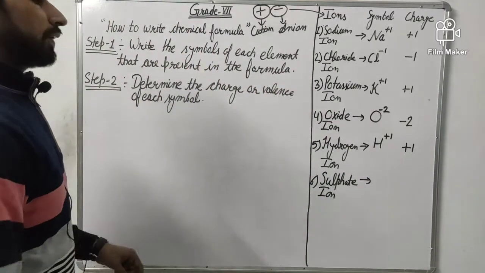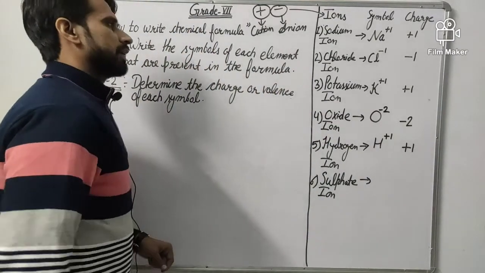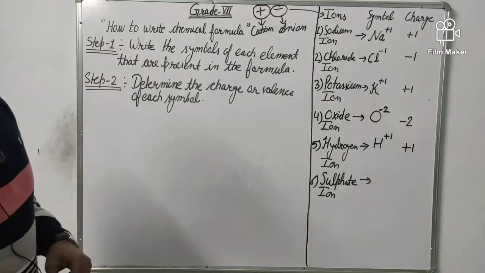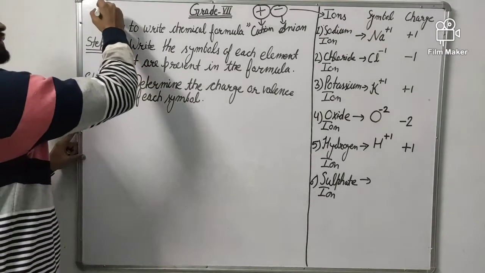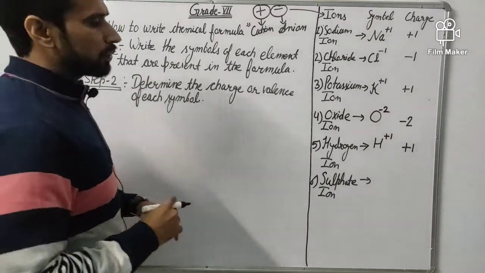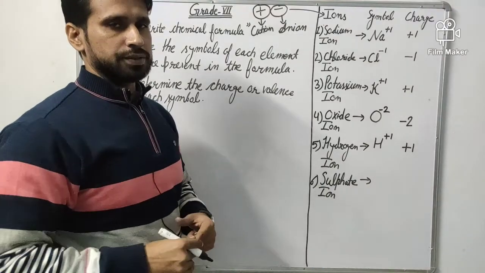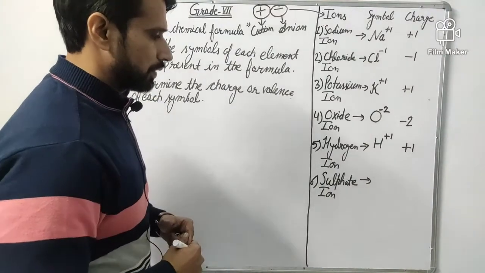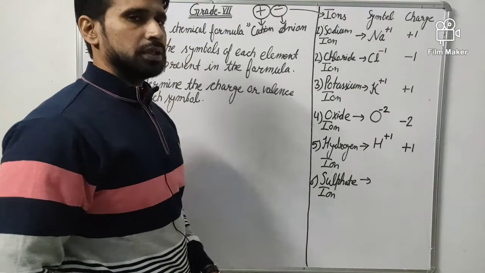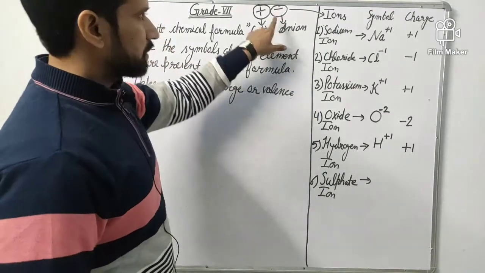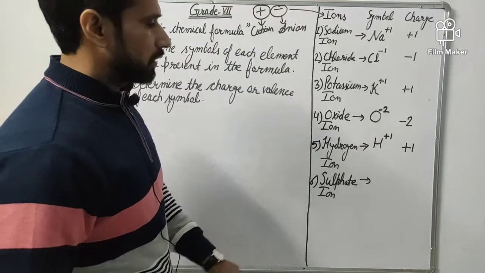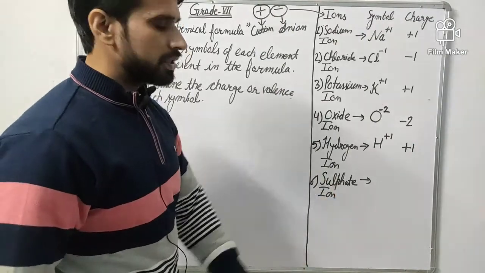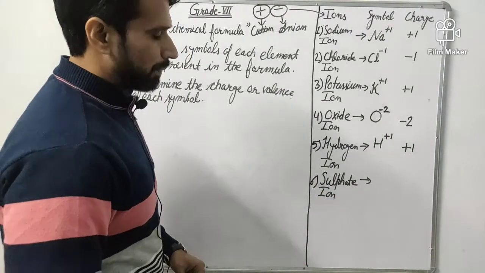So students, when we talk about ions, there are some complex ions. Complex means made up of more than one element. Like sulfate is an ion. Ion means carrying a positive or negative charge. What type of ion is sulfate? It is of complex nature.